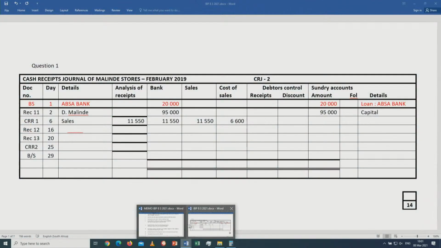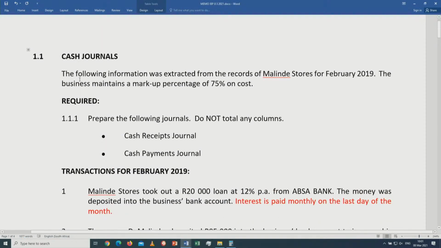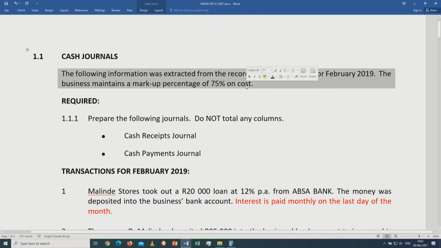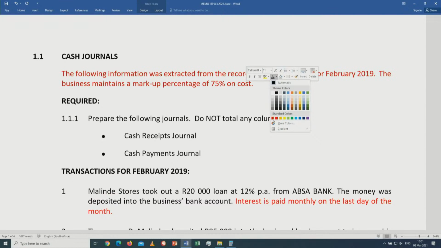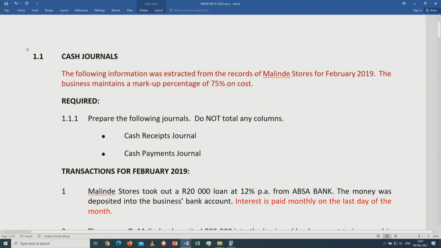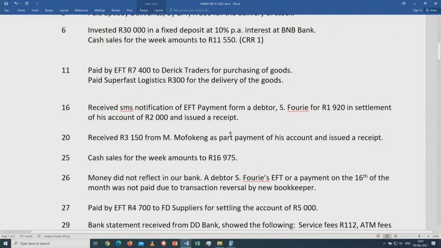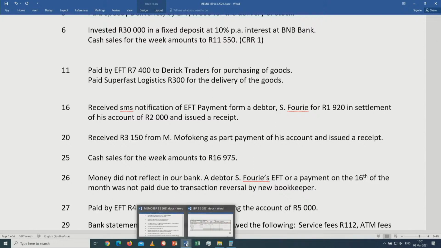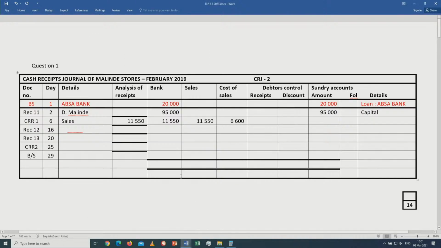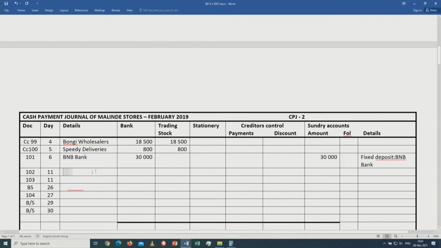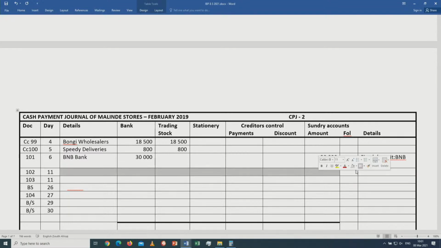Let us quickly go a little bit back and see where we got the 75%. Remember at the beginning of this we said the markup percent was 75%. So you have to use it as you go further. Then we have to move to number 11. On the date of the 11th, paid by EFT 7,400 to Dietrich Traders for purchasing of goods. Meaning you have paid 7,400. When you pay, is it a receipt or a payment? It's a payment. Therefore, you need to go to your payment. On the 11th, your cash payments journal.